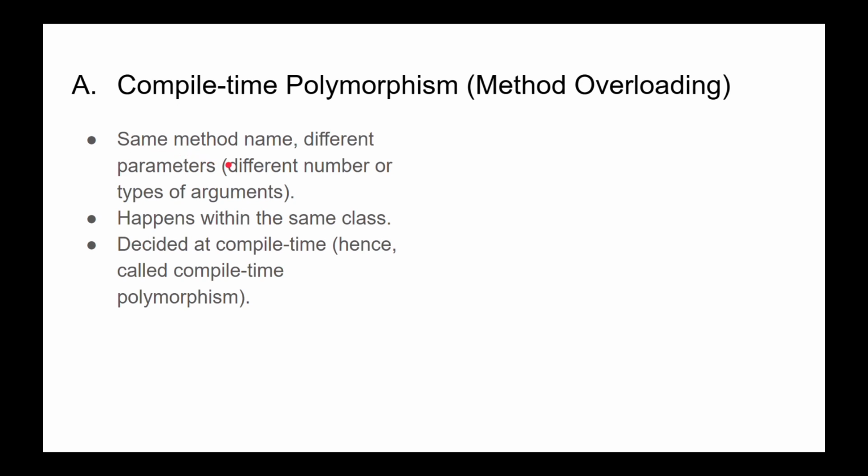Here it should have the same method name but different parameters. Different in the sense there can be a difference in the number of parameters or the type of parameters. This happens within the same class and it is identified at compile time. That's why it is known as compile time polymorphism. Let's take an example of method overloading.